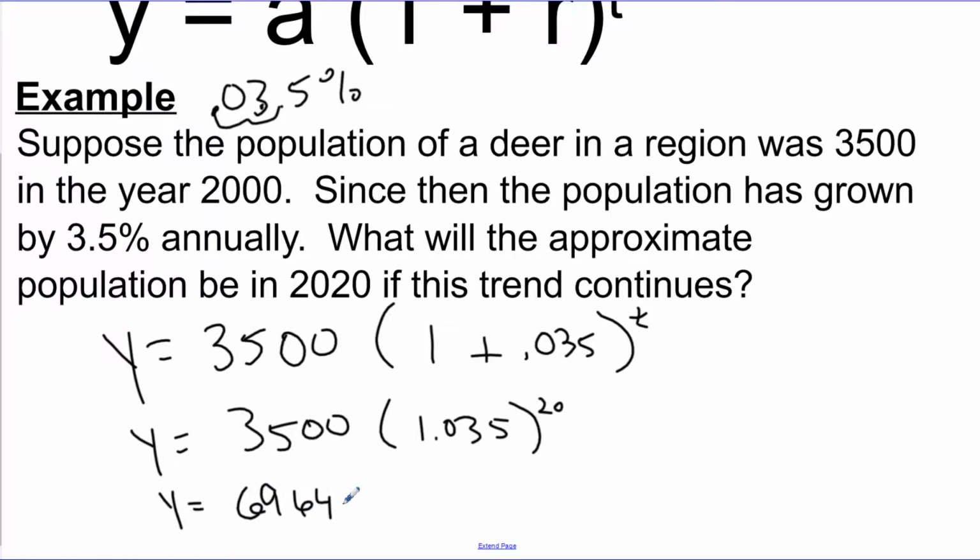So instead of us having to multiply, say, 3,500 times 1.035 times 1.035 times 1.035 for every single year, we were able to just use the exponent of 20, okay?